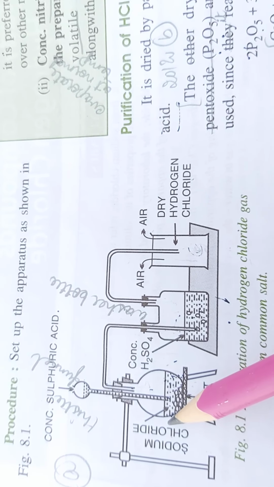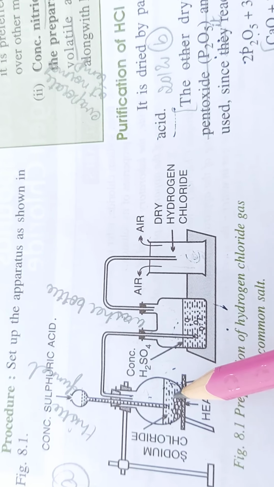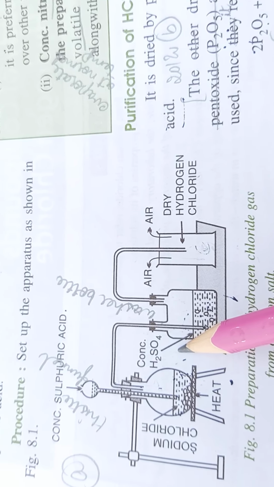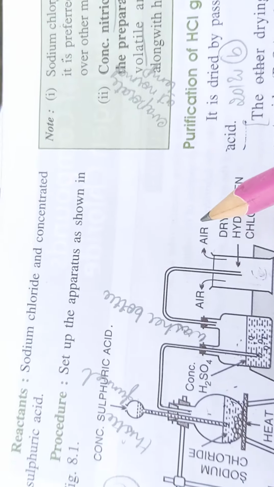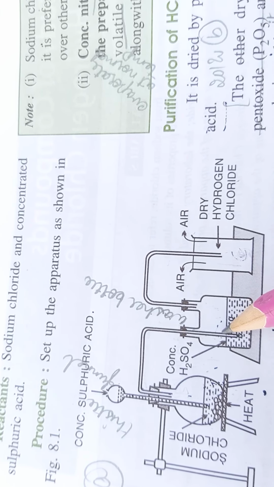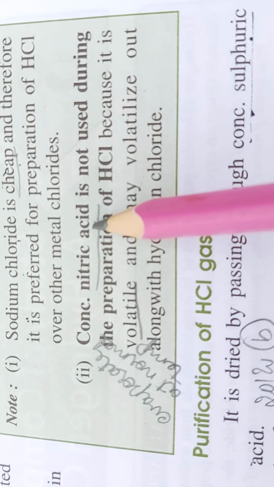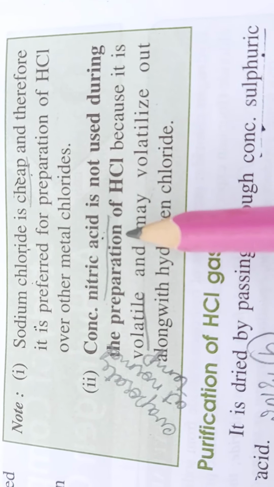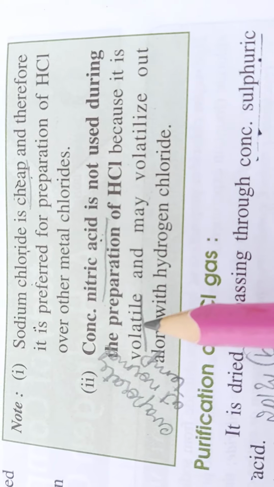We have taken sodium chloride to prepare HCl gas because it is cheaper than others, and concentrated sulfuric acid is used. We didn't use concentrated nitric acid here because during the preparation of HCl, it is volatile.